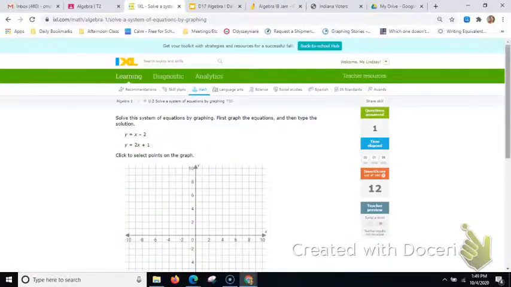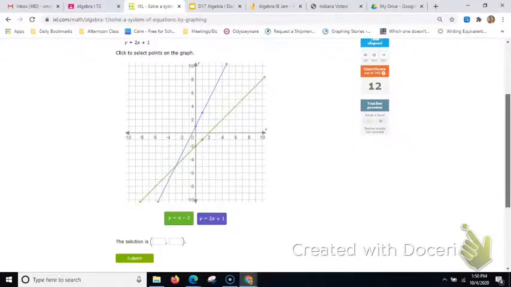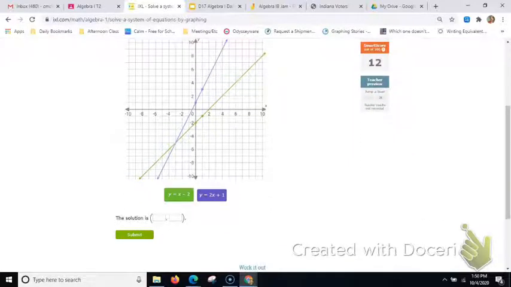If when you graph, it does not cross at a nice perfect corner, then something has gone wrong. So here, start at -2, up 1 over 1. Get my other line, start at 1, up 2, over 1. And then I see they're crossing down here in that third quadrant at -3 for the x and -5 for the y.